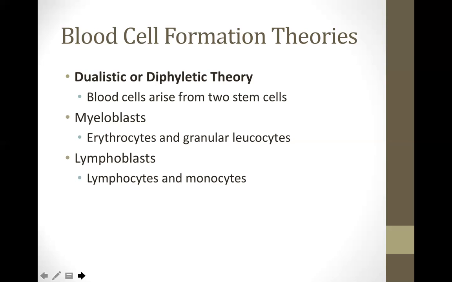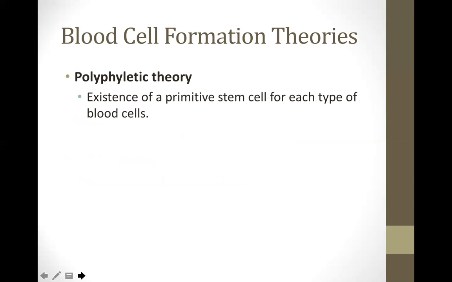And in the polyphyletic theory, existence of a primitive stem cell for each type of blood cell. So, hindi lang siya dalawa, no? Dapat daw for every blood cell, mayroong isang primitive stem cell. And that's what we call your polyphyletic theory. Kung RBC, RBC galing. WBC, WBC galing. Kung platelets, kung neutrophil, kung eosinophil, these are the white blood cells. Isa lang daw stem cell each blood cell line. So, tingnan natin.